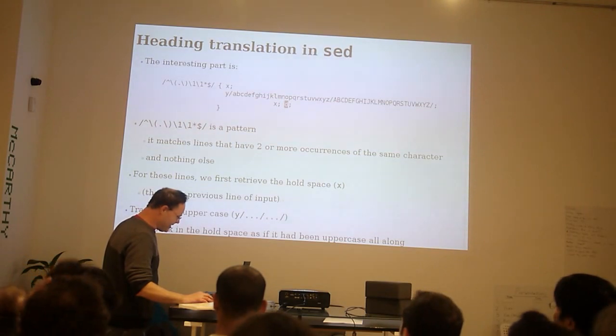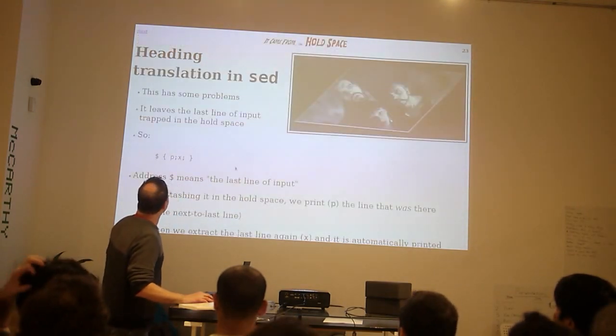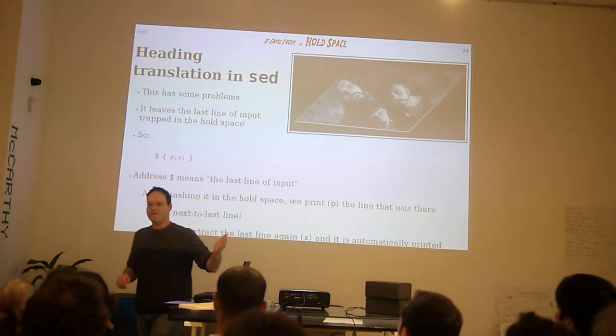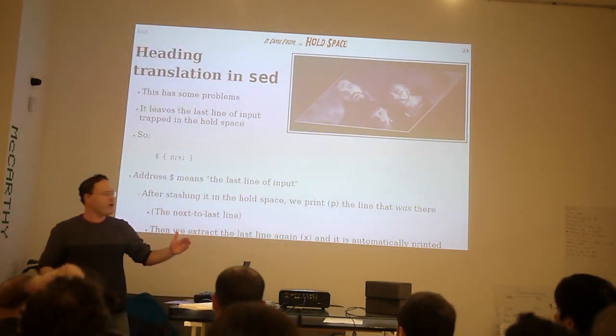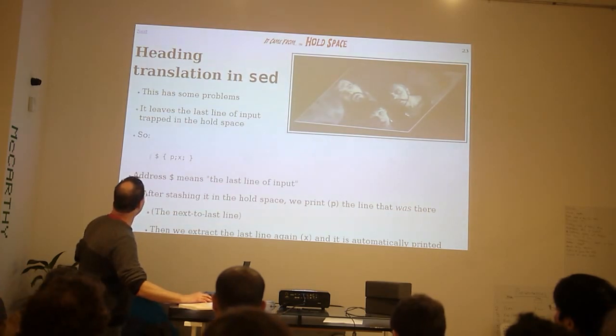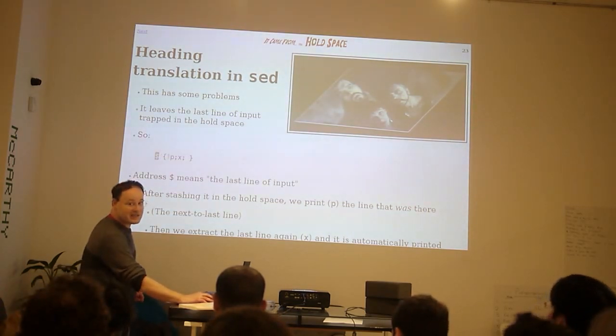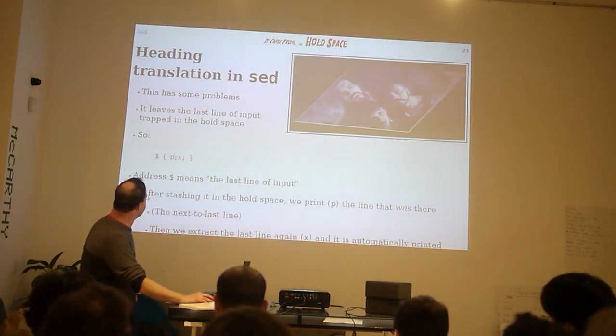Sorry, I find this stuff intensely confusing. Alright, so then let's see. It's got some problems. The last line of the input is left in the hold space and never gets printed. So we add one last instruction. This thing means execute this program only for the last line. Print it out.